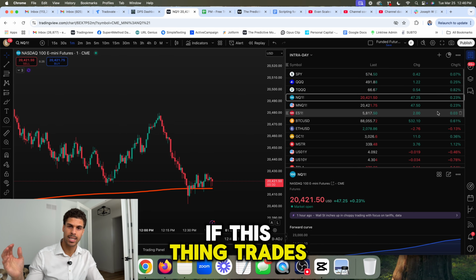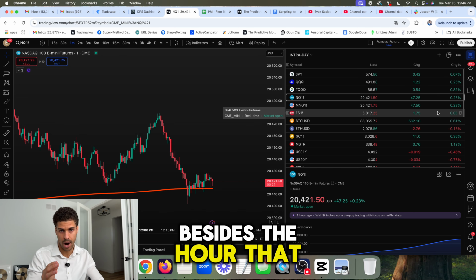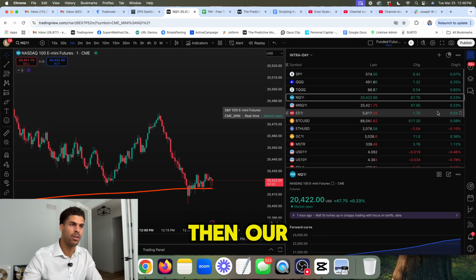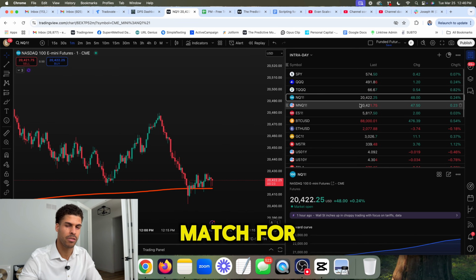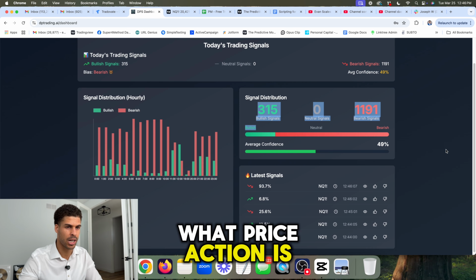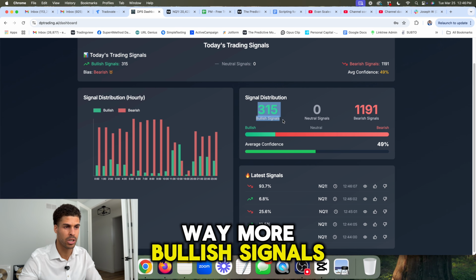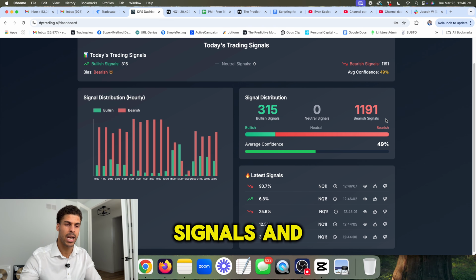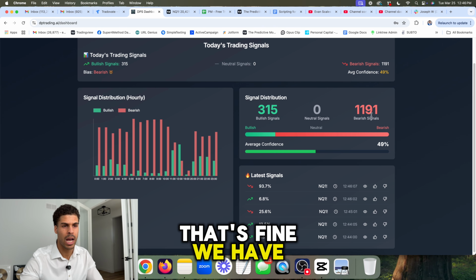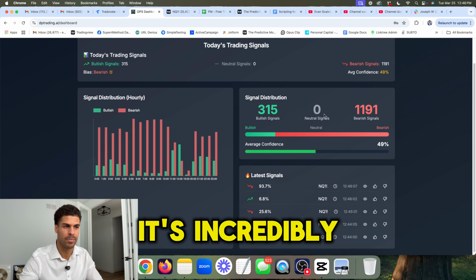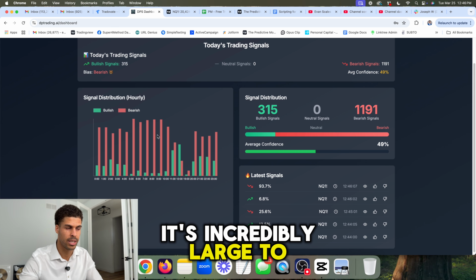If this thing trades every hour of the day besides the hour that futures reset, then our signals should match, for the most part, what price action is doing. So we should have way more bullish signals than bearish signals. And if it's a little bit off, that's fine. But we have a lopsided number here. It's incredibly large to the downside.